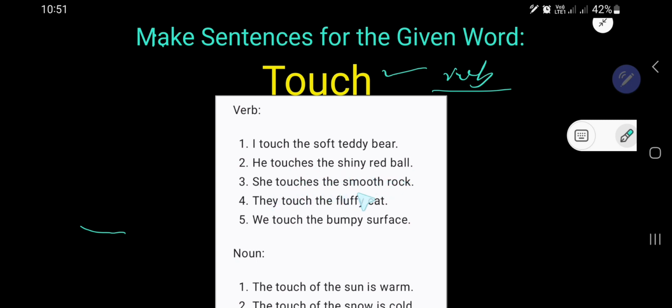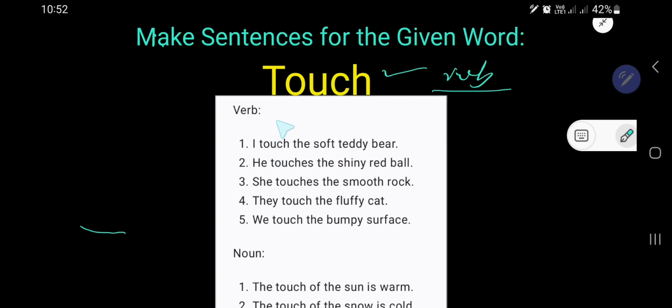She touches the smooth rock. They touch. That is plural, right? So we don't use es or s. This is the plural form of the verb. They touch the fluffy cat. We touch the bumpy surface.